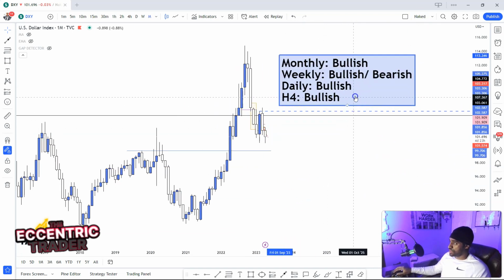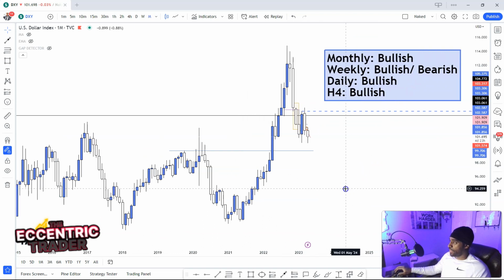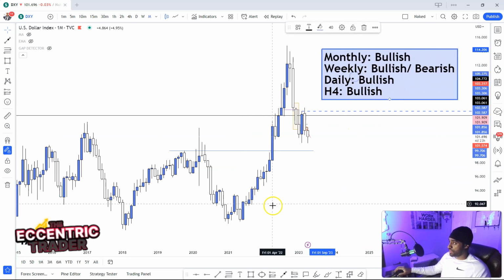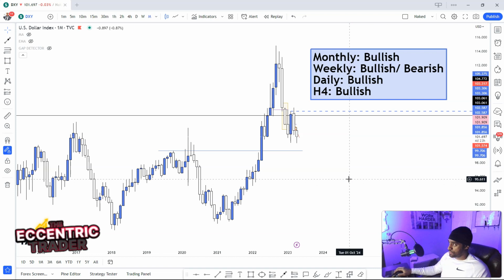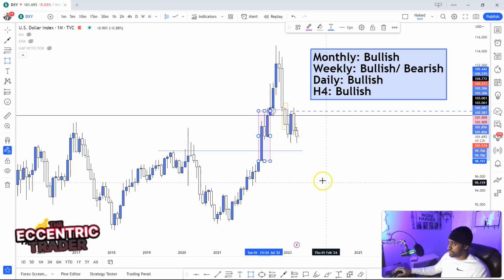All right, U.S. dollar. So the monthly time frame, bullish, clearly bullish. It's no argument about it, right? As far as the monthly is concerned, this was the last lower high that had to be broken to send the market into an uptrend. Let's mark off that break.